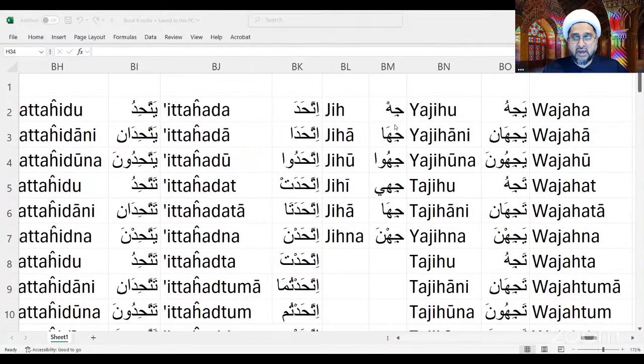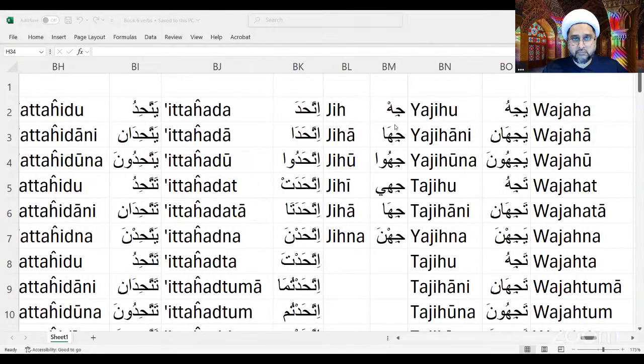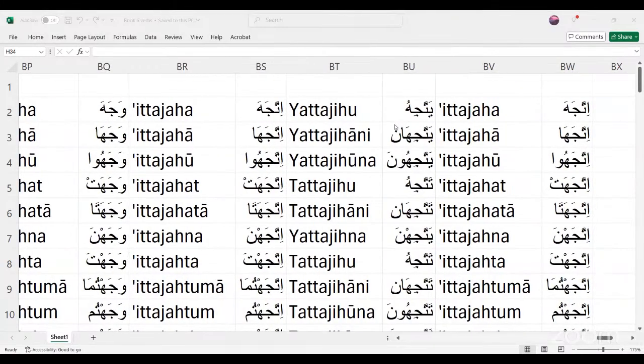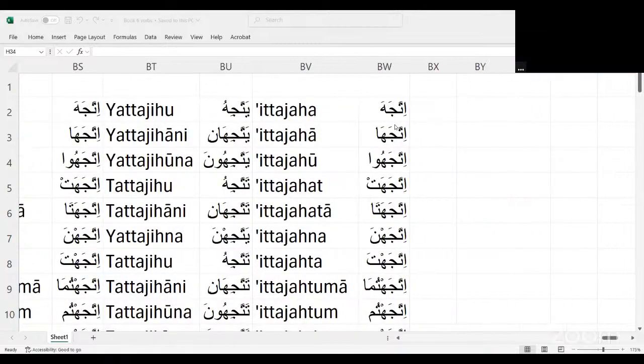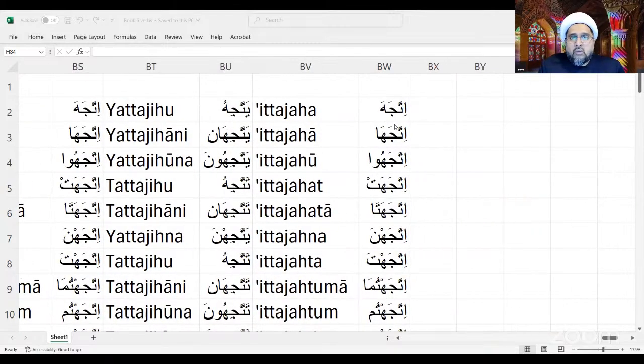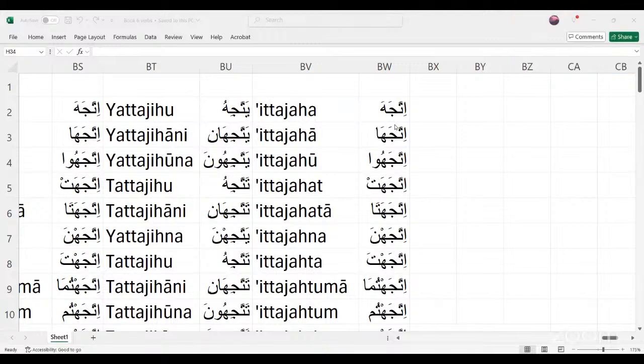And then I'll give you another word. Which you send on WhatsApp, right, Maulana? Yeah, I'll send this as a PDF. Okay, thank you. Now, the word wajaha, wajhun means your face.